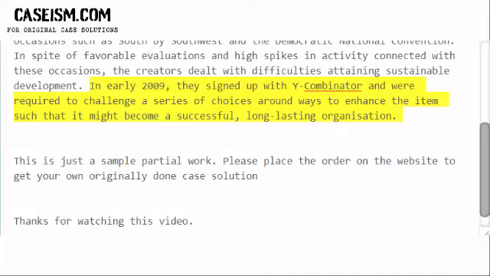In early 2009, they joined Y Combinator and were required to confront a series of decisions around how to improve the product in such a way that it might become a successful, long-lasting business.